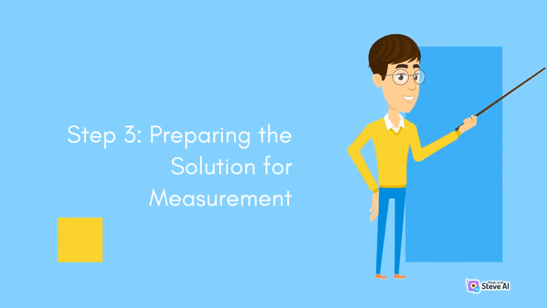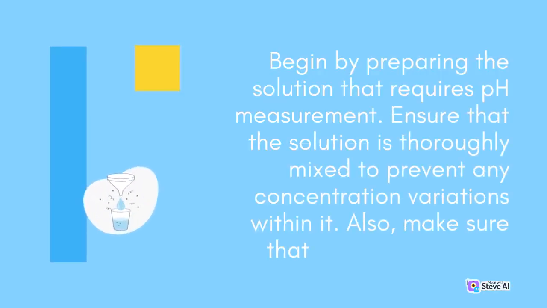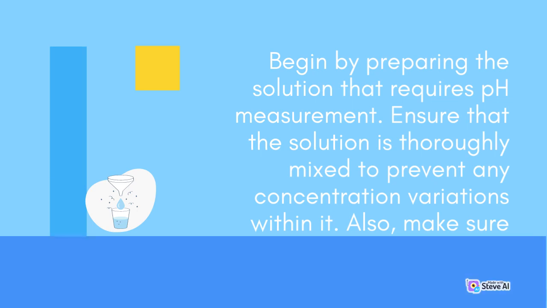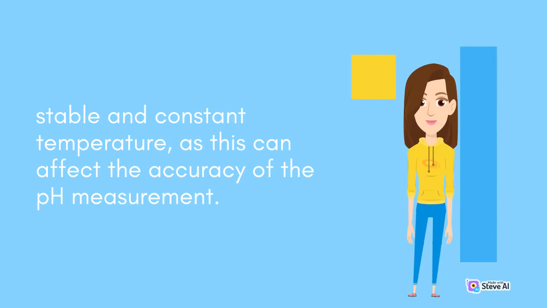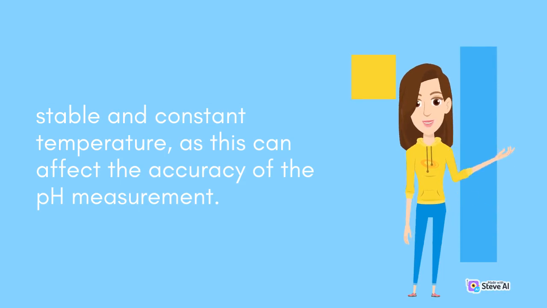Step 3. Preparing the solution for measurement. Begin by preparing the solution that requires pH measurement. Ensure that the solution is thoroughly mixed to prevent any concentration variations within it. Also, make sure that the solution is at a stable and constant temperature, as this can affect the accuracy of the pH measurement.